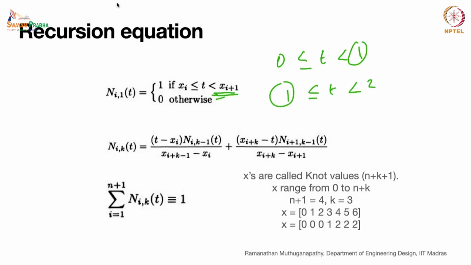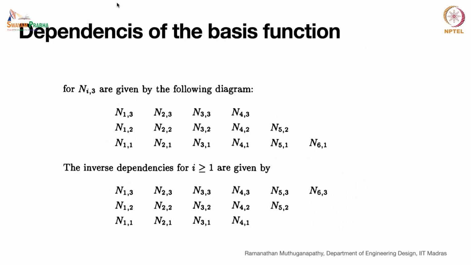So that is the idea of putting a less than value, and you can see that Ni1 goes to 1 and is 0 for all. Thereby, this dependency diagram will tell the propagation of the N functions. It's a little bit difficult to understand everything on this, but this is what happens, and thereby B-spline actually gives more local control than what you can get in a Bezier curve.